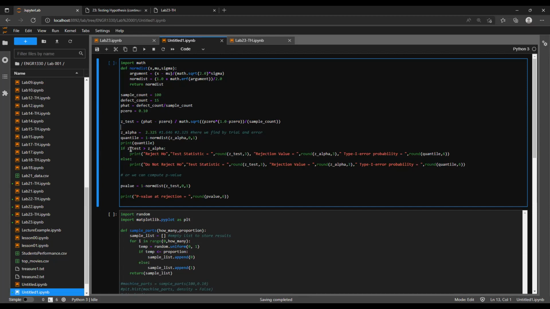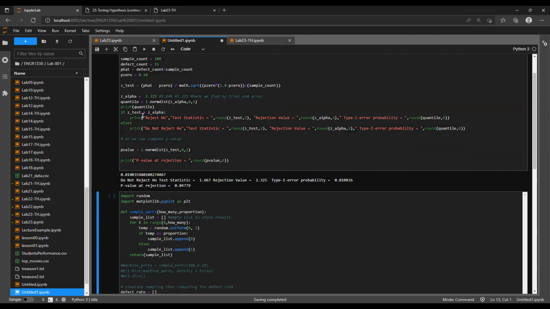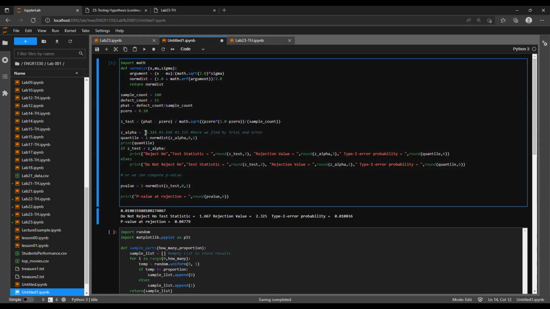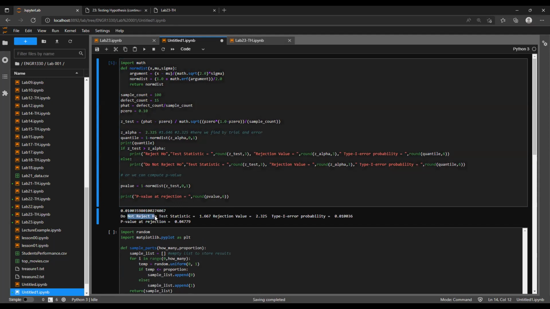Well, before I run it, let's see what the output is going to possibly be. If our z-test is greater than our z alpha, we're going to say the following. So we reject the null hypothesis. Otherwise, we don't reject it. Now we can try a couple different z alphas just to see what happens. But let's go ahead. All right, so with a z alpha of 2.325, we do not reject the null hypothesis.